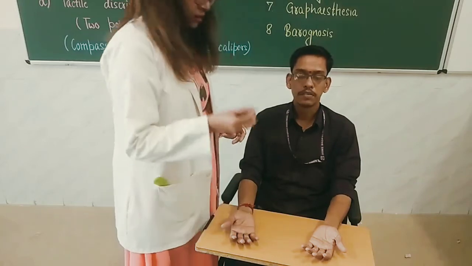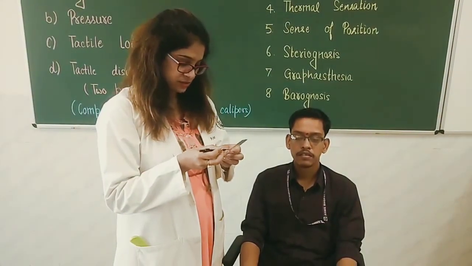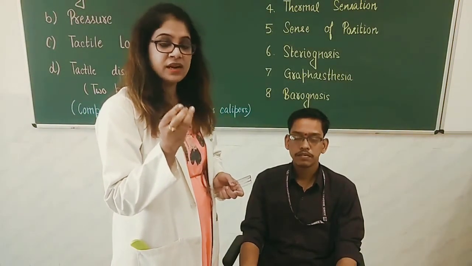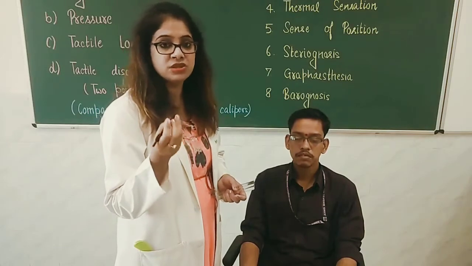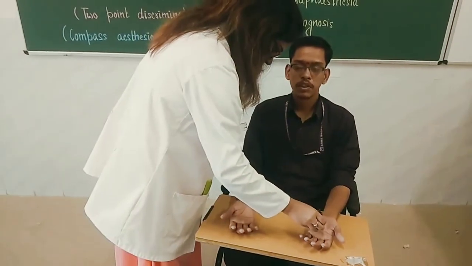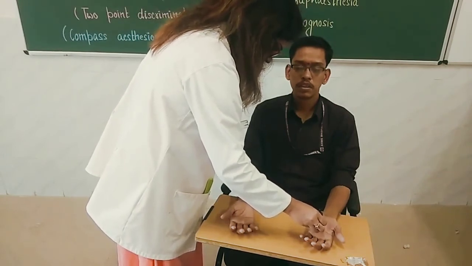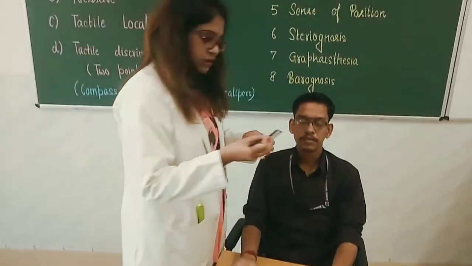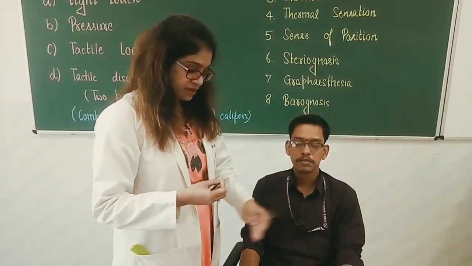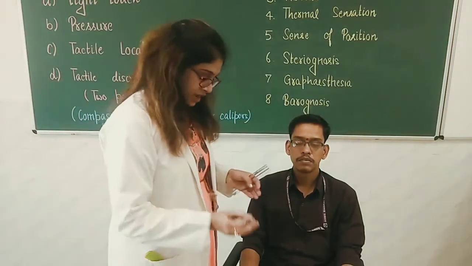One point. So here I will measure the distance: at about 5 millimeters he perceived as one point, but at about 7 millimeters he perceived as two separate points. The same thing I will repeat on the opposite side. Two point, one point. Okay, so again the distance is 5 millimeters. So at 7 millimeters he is able to perceive them to be two separate points. I'll move more proximally.